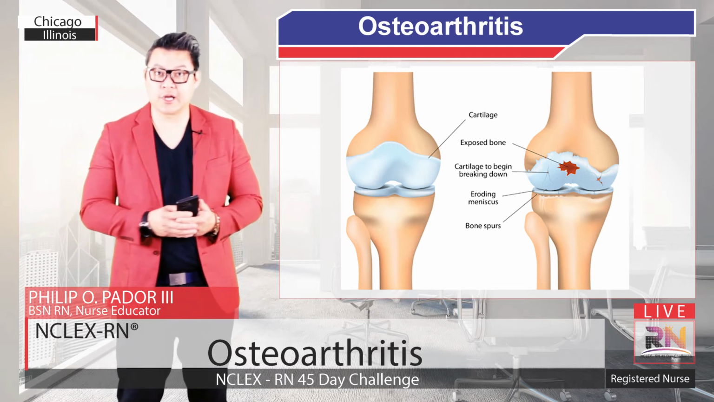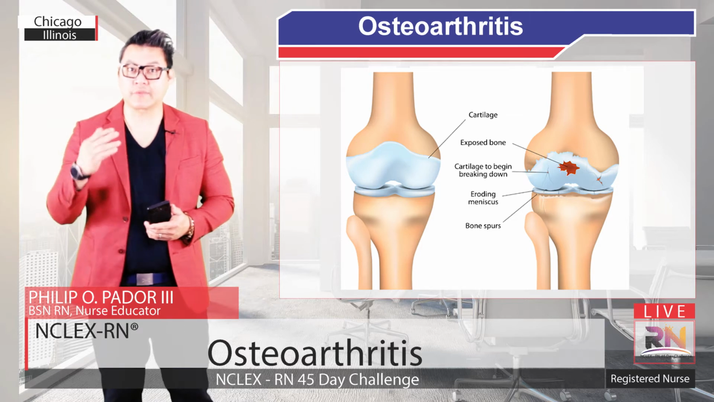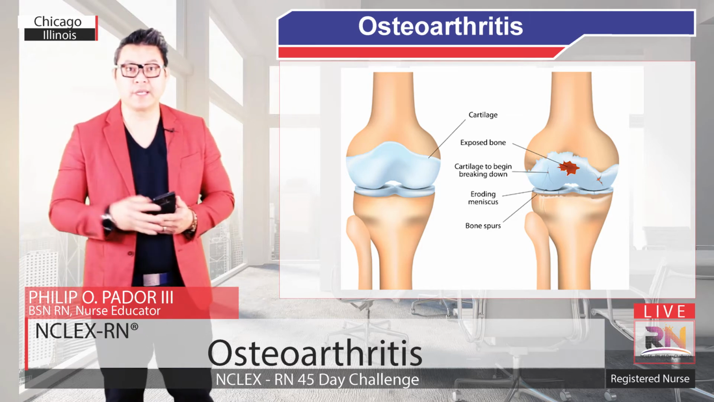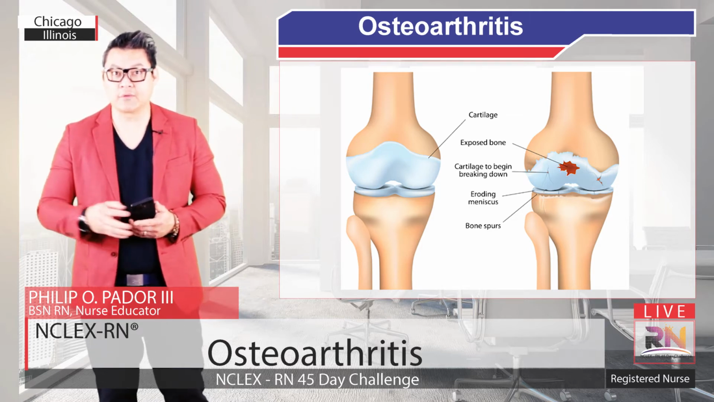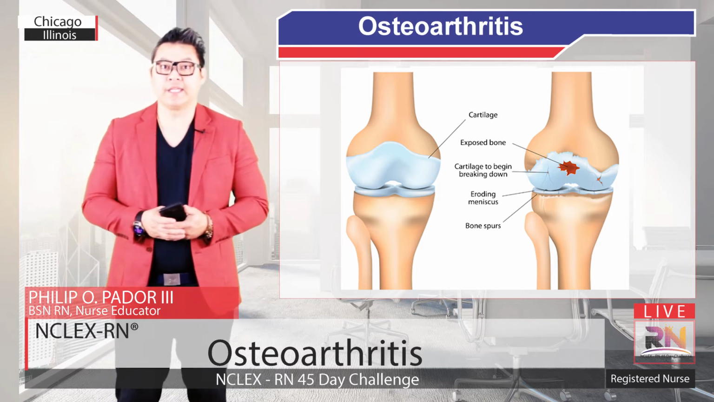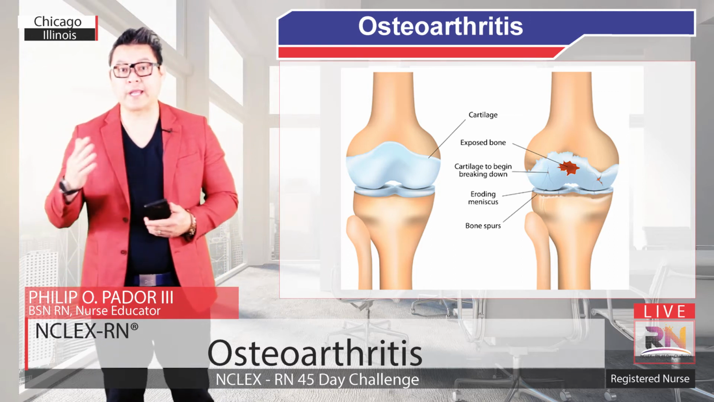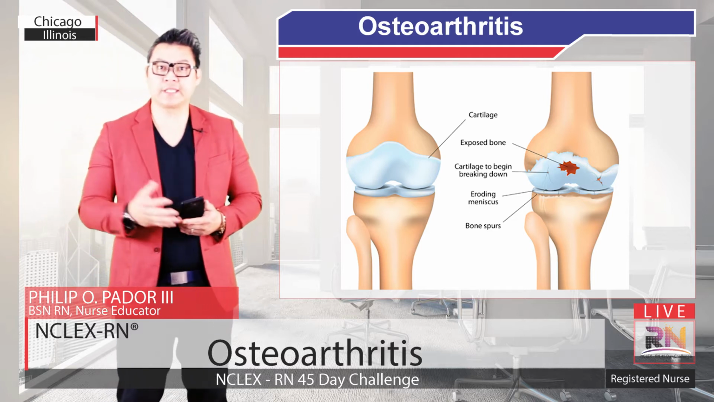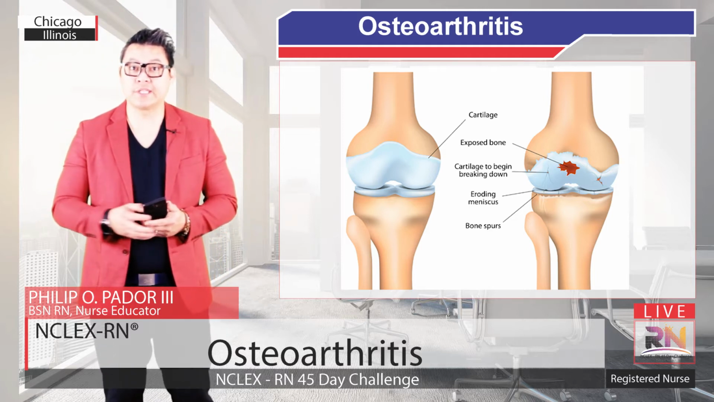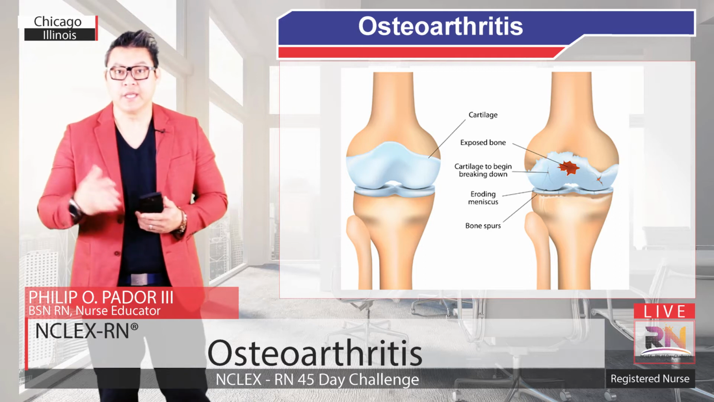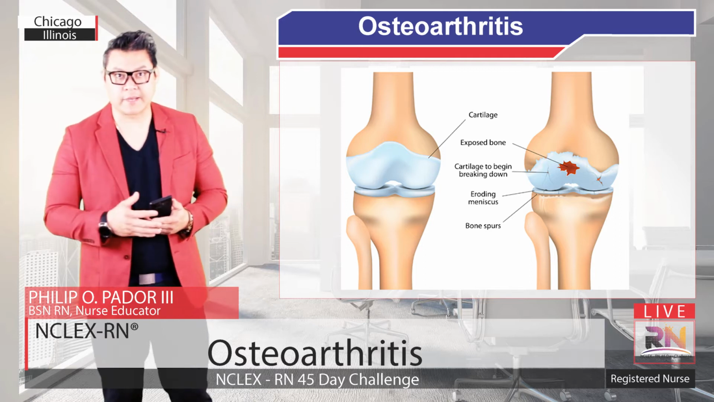It was once thought that the itis part of osteoarthritis was a misnomer and that inflammation didn't play a role in its development, and that it was a mostly degenerative disease resulting from simple wear and tear. Nowadays, it's thought that inflammation does indeed play an important role in the development of osteoarthritis.